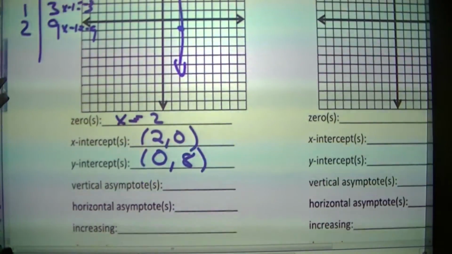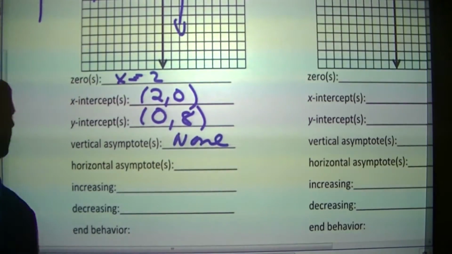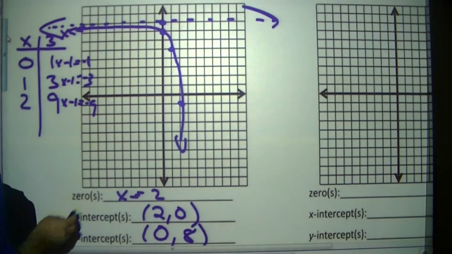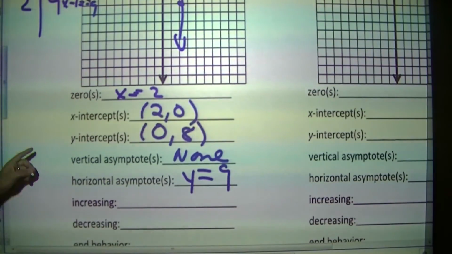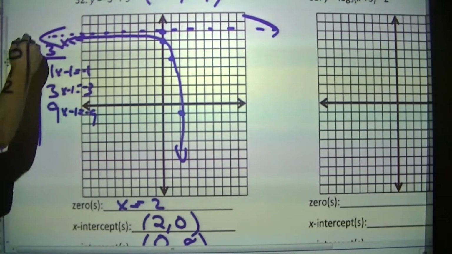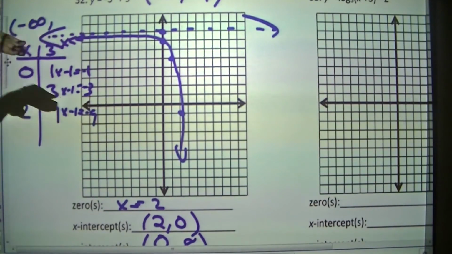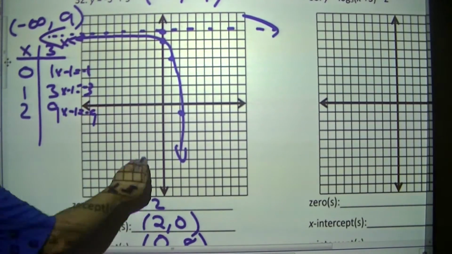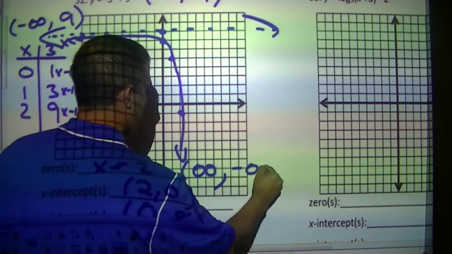Vertical asymptote. This is a horizontal, so I have none there for vertical. Okay. My horizontal asymptote is going through at 9, so that's going to be y equals 9. Now, this arrow is a left arrow, but it's going flat. So the y-coordinate is getting flat at 9, not at infinity. This is a right arrow, okay, and that is going down.